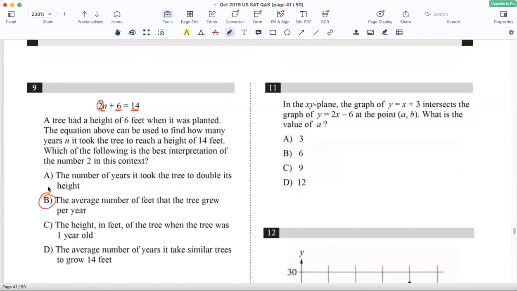In the xy plane, the graph of y equals x plus 3 intersects the graph of y equals 2x minus 6 at this point. What is the value of a? Okay, so x plus 3 is 2x minus 6. So minus x is minus 9. So x is 9. And a is the x coordinate of the intersection. So 9.